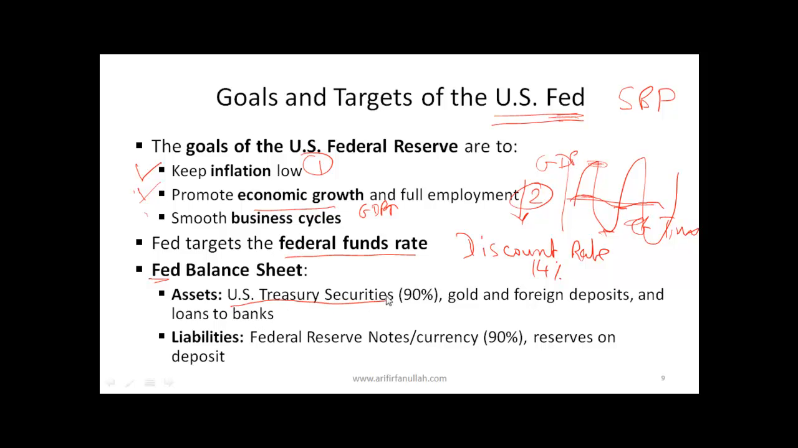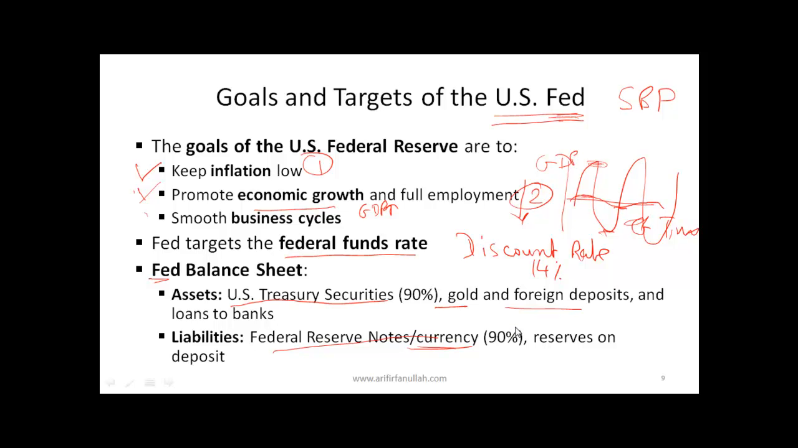They are any treasury securities they have, gold, foreign deposits, loans that they might have made to banks. These are their assets. And what are their liabilities? The notes or currency that are in circulation, and any reserves on deposit. Reserves on deposit means that banks need to have a certain amount of reserves. What does bank reserves mean?